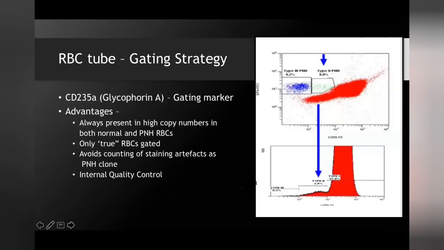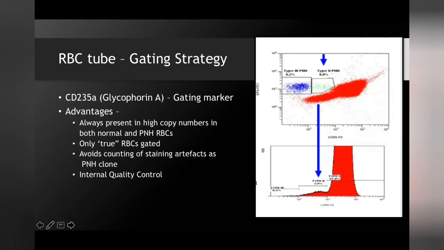So now into the RBC tube. We'll discuss the RBC tube and we will discuss the WBC tube. As far as the gating marker is concerned, CD235A is the marker of choice for the RBC tube. Why CD235A? Because it is present in high copy numbers, not only in normal cells, but also in PNH red cells. And it will help us in identifying the true RBCs.